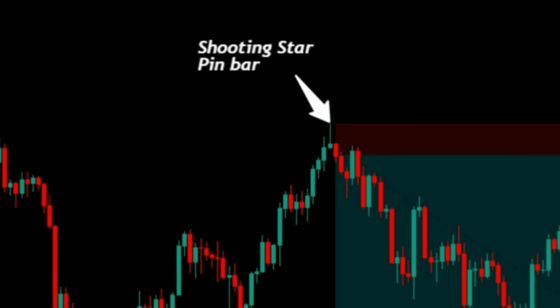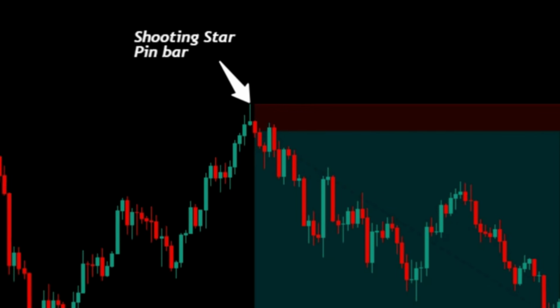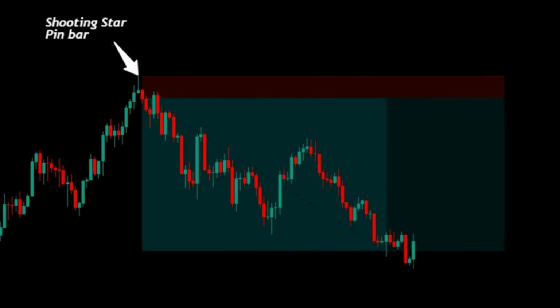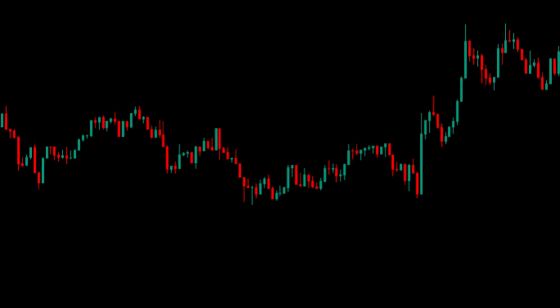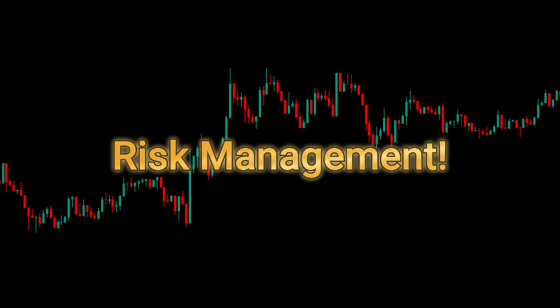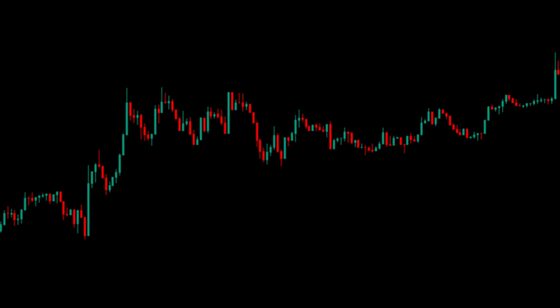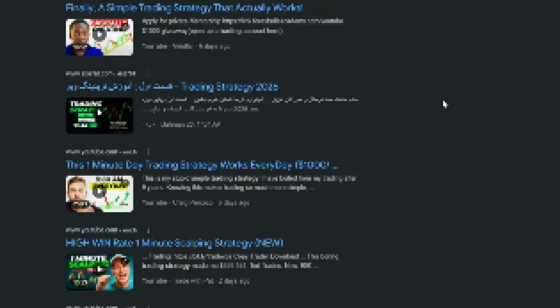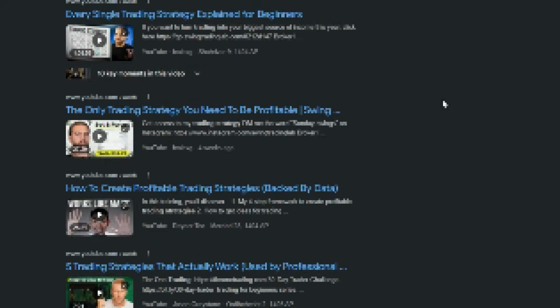So, shooting stars may provide valuable insights about market conditions and could provide potential trading opportunities right after the candle or in the future. However, like any trading approach, false indications can occur, which is why risk management and proper position sizing remain essential. So if you think this is new, just wait until I show you the next candlestick pattern, because honestly, I haven't seen anybody talking about this one.